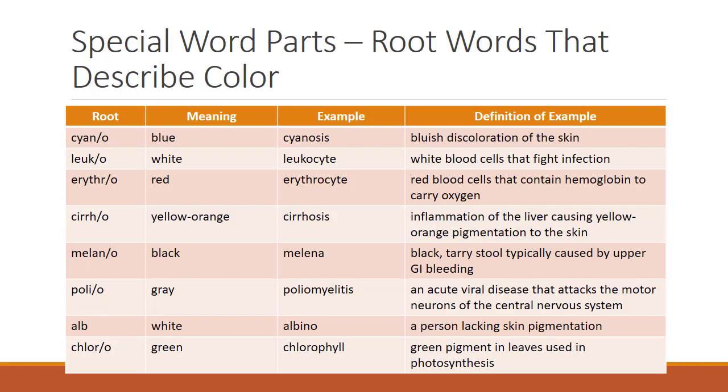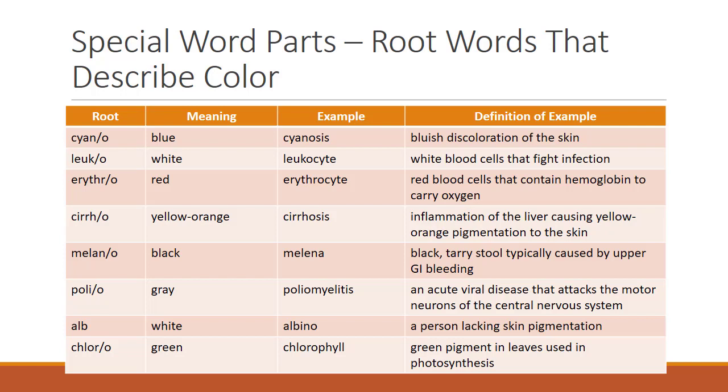The next word is C-I-R-R-H-O, cirrho, meaning a yellow-orange color. An example would be cirrhosis, and this is inflammation of the liver causing a yellow-orange pigmentation to the skin. The next word, melano, indicates black. An example of that would be melena, and that means black tarry stool typically caused by upper GI bleeding.